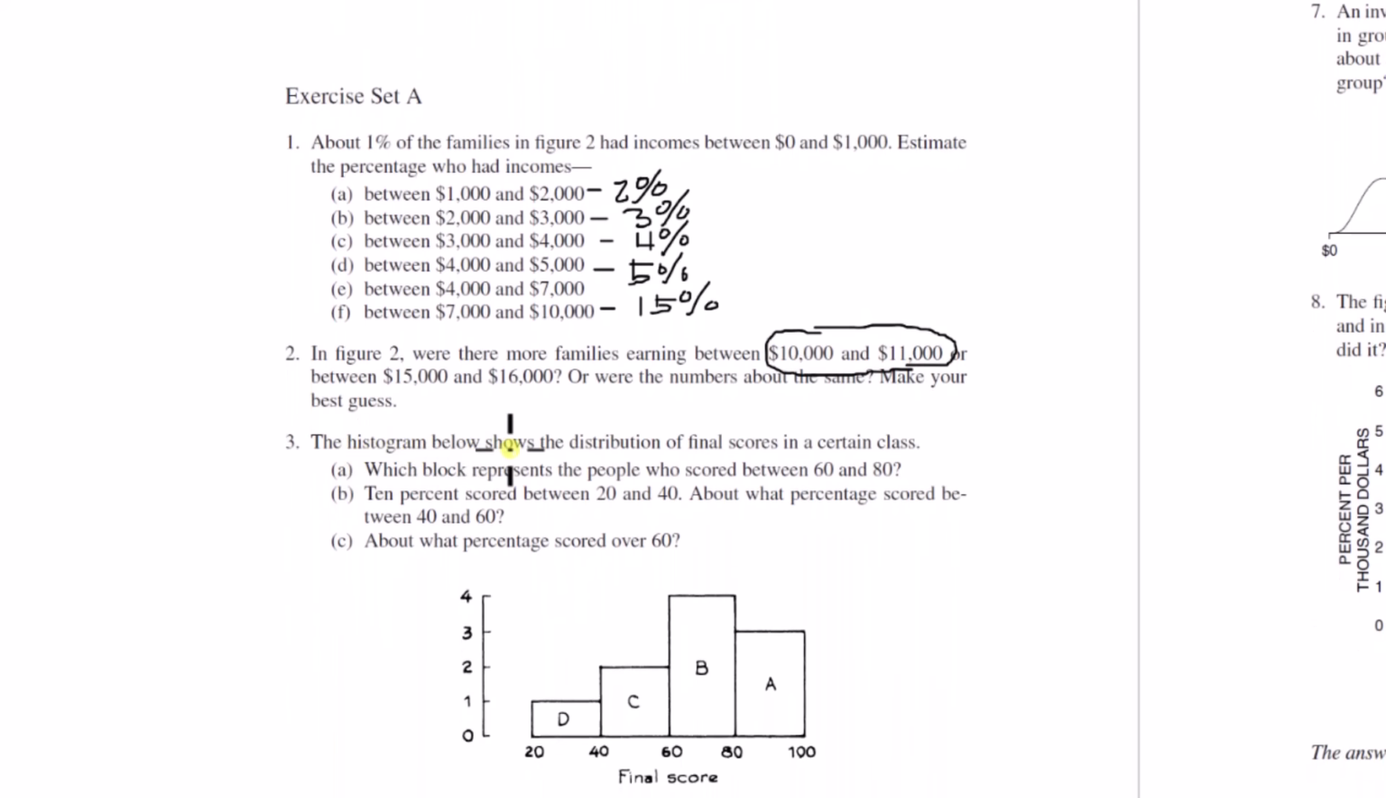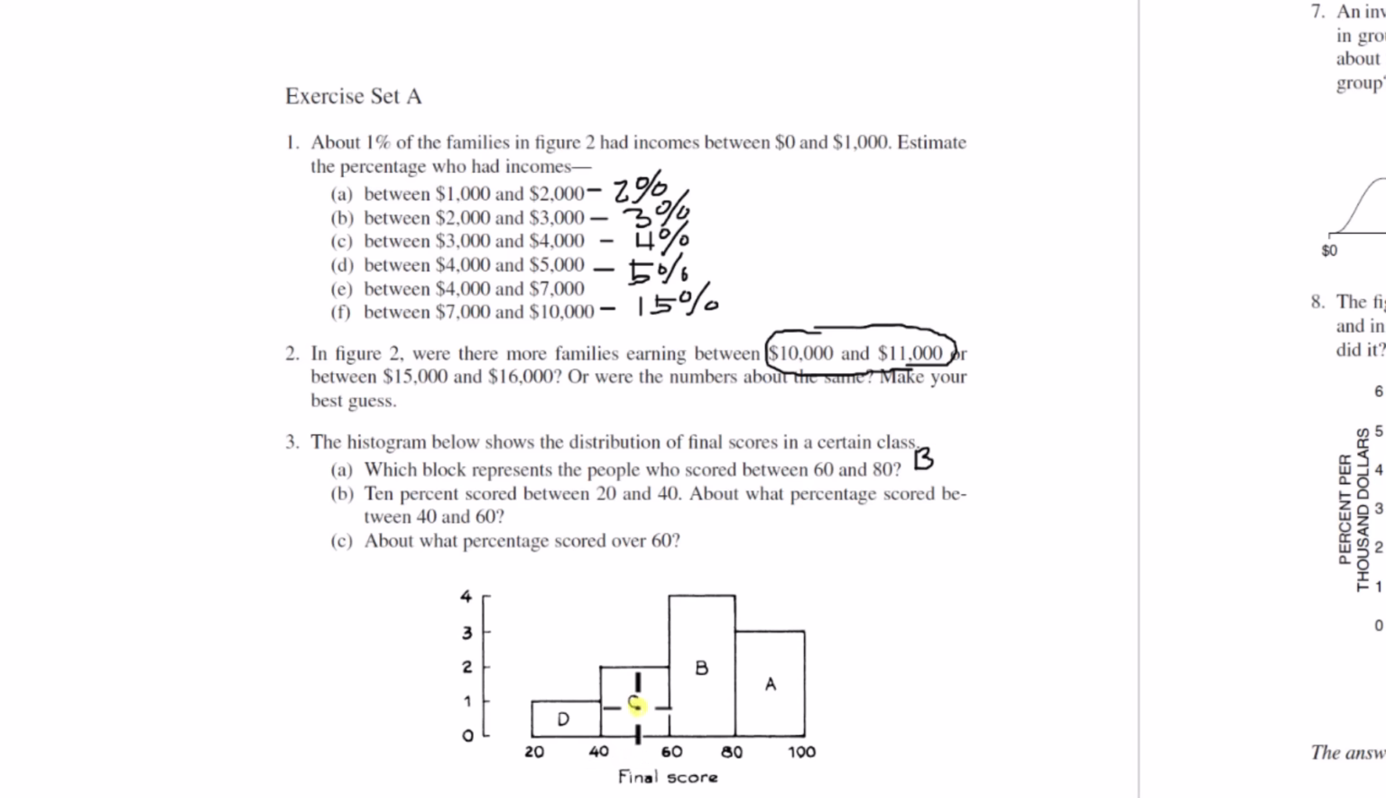The histogram below shows the distribution of final scores in a certain class. Which block represents the people who scored between 60 and 80? This block, Block B. 10% scored between 20 and 40. About what percentage scored between 40 and 60? If we look here, between 20 and 40, if we take the area of this block, the width is 20 times 1, so it's 20, which represents 10%. So what we need to do is get what percent scored between 40 and 60. What's the area of this block? That's 20 times 2, that's 40.